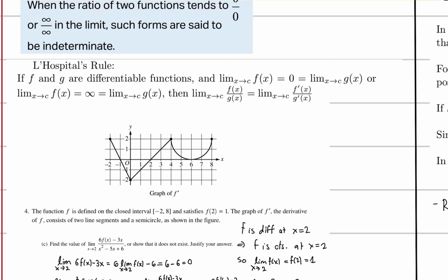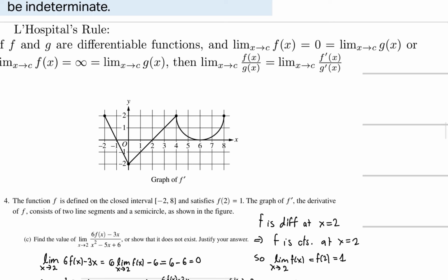So if we have an indeterminate form 0 over 0 or infinity over infinity, we can take the derivative of the top divided by the derivative of the denominator. And if it doesn't work the first time, we can keep going until eventually, hopefully, we get an answer.